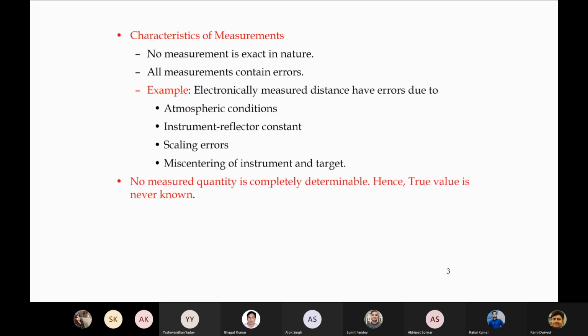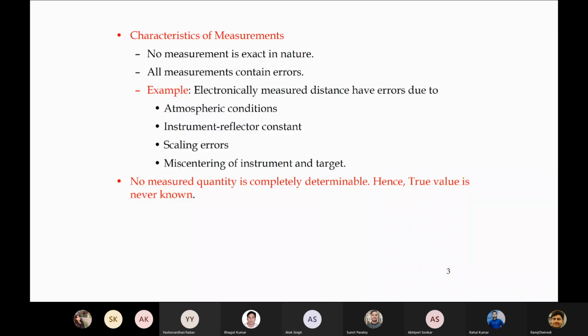Now, what are the characteristics of a measurement? No measurement is exact. It's a very beautiful line, and this is the foundation of this course. If this line is not there, there would have been a possibility that we were not reading this course. So all measurements contain errors. So these two are the backbone of this course.